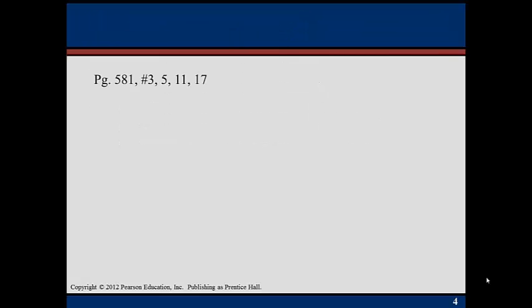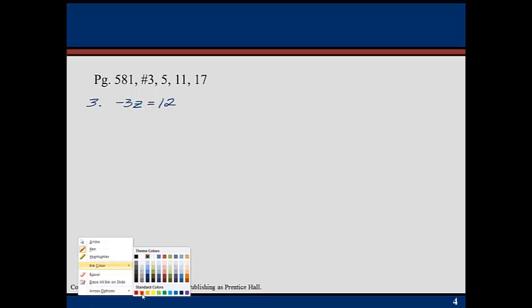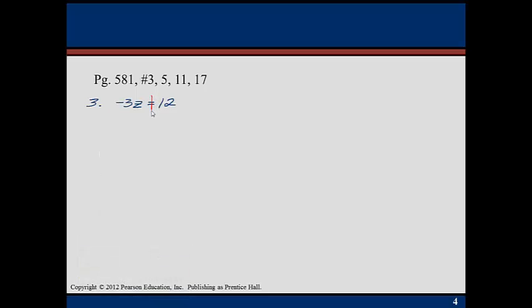So remember, our goal is still to solve for the variable, so that means isolate the variable. We're going to look at the following problems on page 581, starting with number 3. And it says solve, and for number 3 we have negative 3z equals 12. And we're solving for z, so just like before we can draw a line down the equal sign, and that separates the left side from the right side.